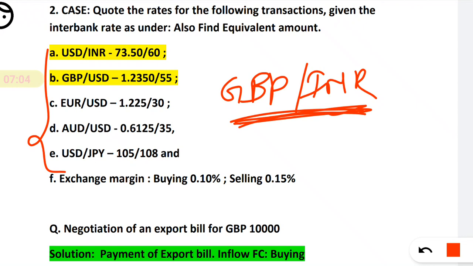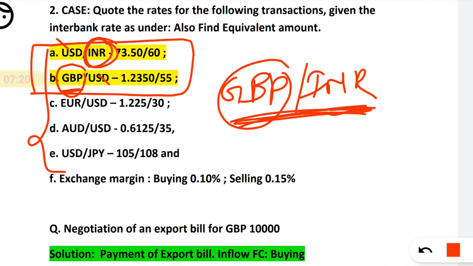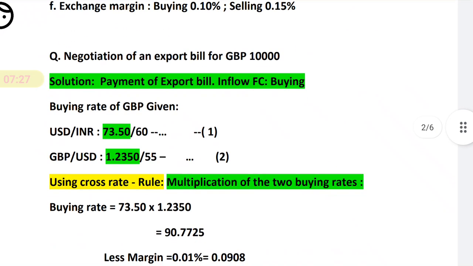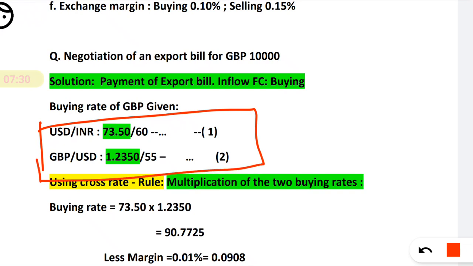So first, where is GBP? Here in the second equation we are getting GBP. Where is INR? Here in the first equation we got INR. And is there any common currency? Yes, there is a common currency. So those two equations we can use to get the GBP/INR equivalent. So now these are the two equations we are using. We want GBP/INR, so here is GBP and here is INR. That's why we have chosen them, and one currency should be common.